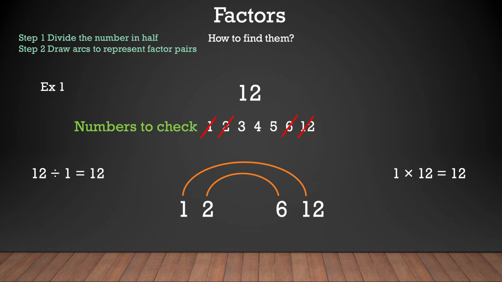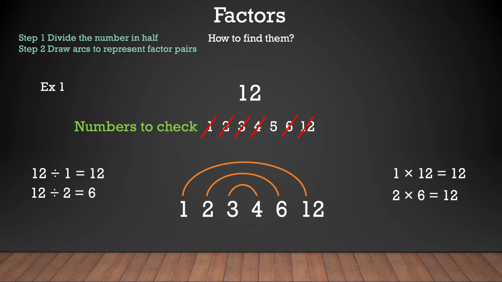Now let's take a look at the next number, which is 2, and that corresponds with 6, so that's my factor pair. Now, how do we know? Let's take a look at the left side. 12 divided by 2 is 6, no remainder. And then we have 2 times 6, so we're multiplying the factor pairs, and that gives us 12.